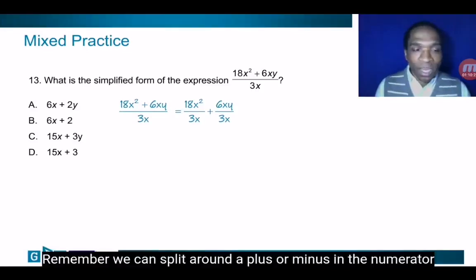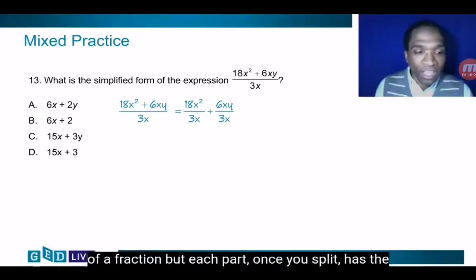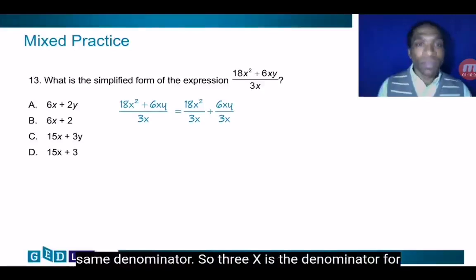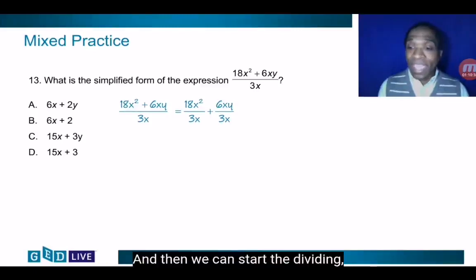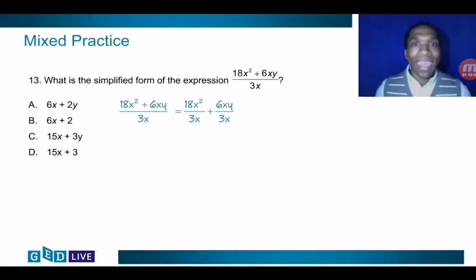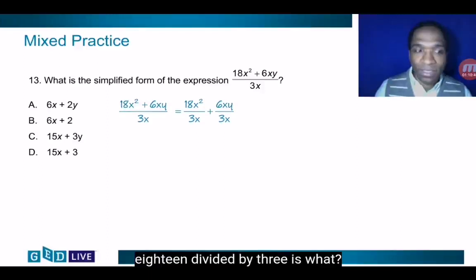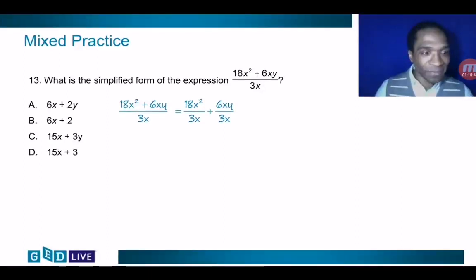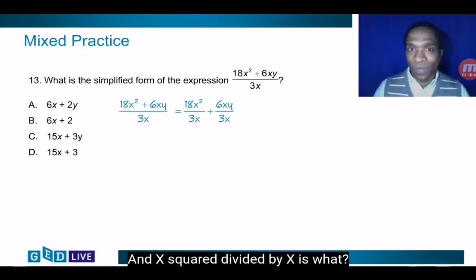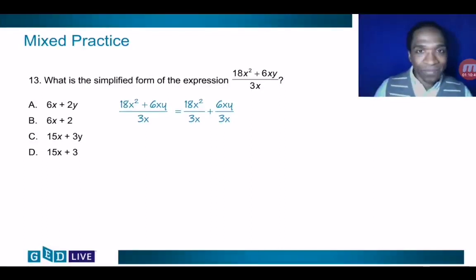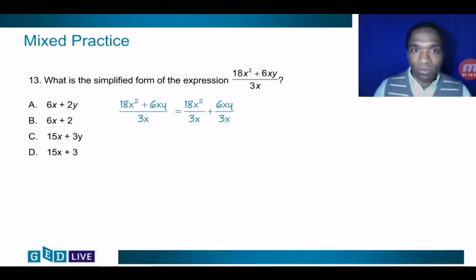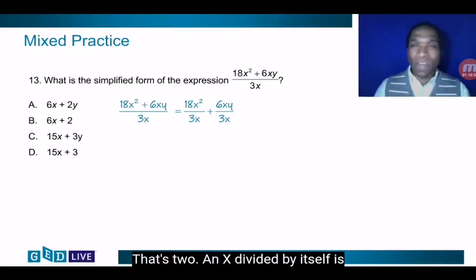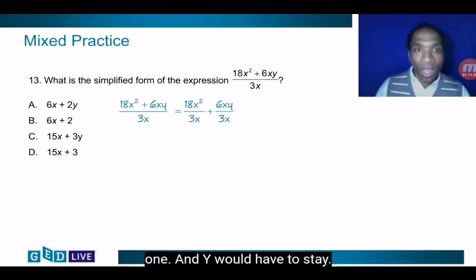Remember, we can split around a plus or minus in the numerator of a fraction, but each part, once you split, has the same denominator. So 3x is the denominator for each on the right side of this equal sign. And then we can start the dividing. 18 divided by 3 is what? It's 6. And x squared divided by x is what? It's x. Then, to the right fraction, 6 divided by 3 is what? That's 2. And x divided by itself is 1.